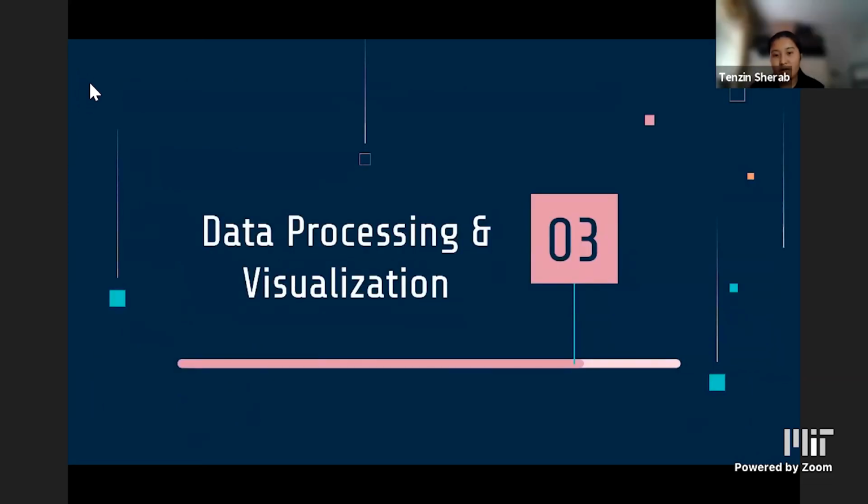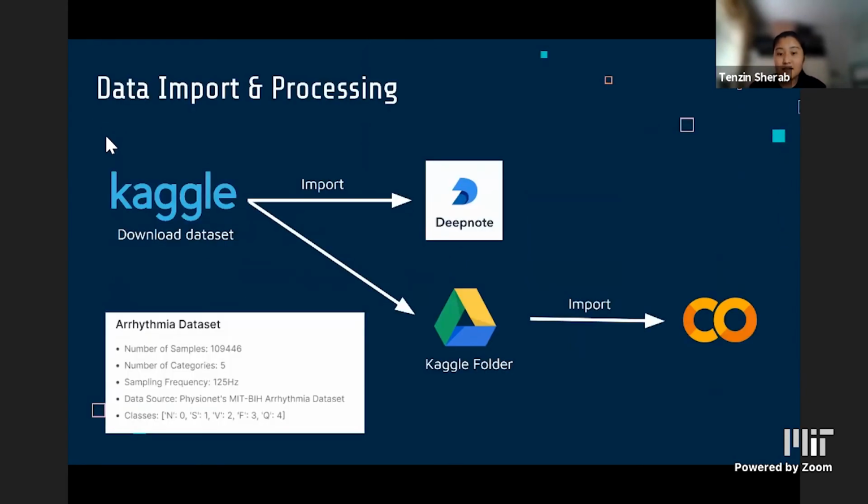So next we'll be talking about our data processing and visualization. We found a really great data set on Kaggle that we wanted to utilize. So we first downloaded and imported the data sets into DeepNote, which is great because it allows us to have team collaboration on one notebook.